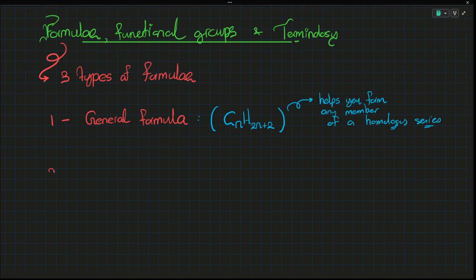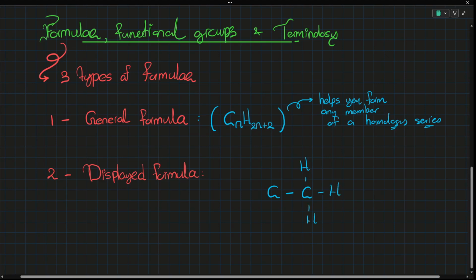The second type of formula that you have to know is something known as a displayed formula. And this is a very special and important one. A displayed formula looks a bit like this. I am pretty sure you have seen these formulas lying around. That is what you call a displayed formula.